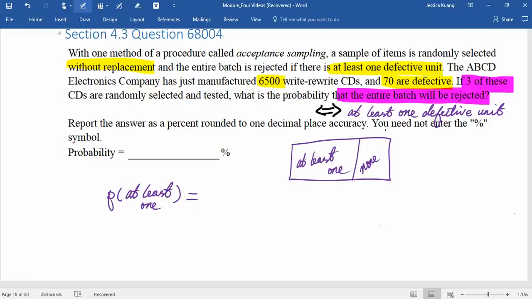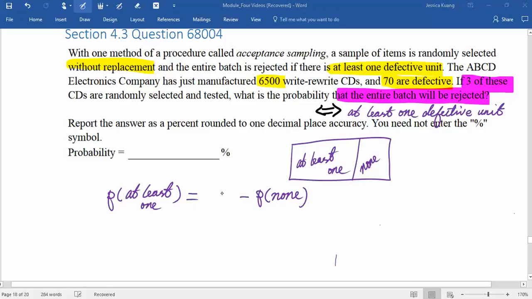So if we cannot calculate the probability of at least one, what we could do is calculate the probability of the opposite, and then use the idea of complement, subtracting this probability from 1. We will get the probability of at least one is defective, or the entire batch will be rejected. Now that probability is a little bit easier to calculate.